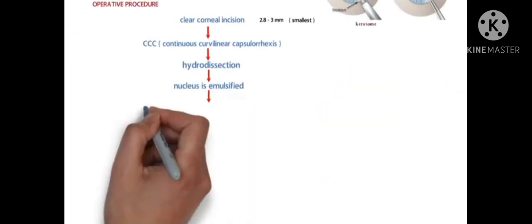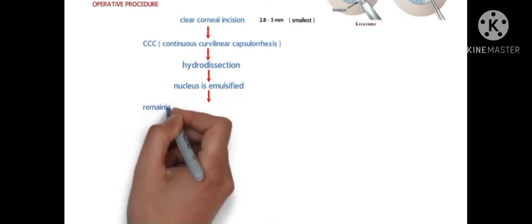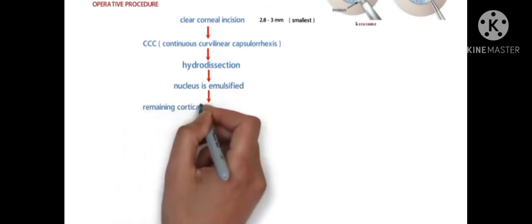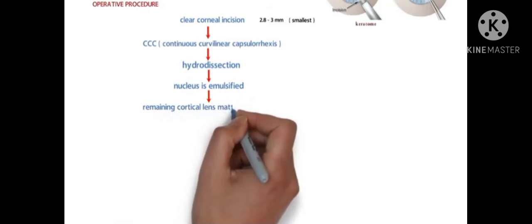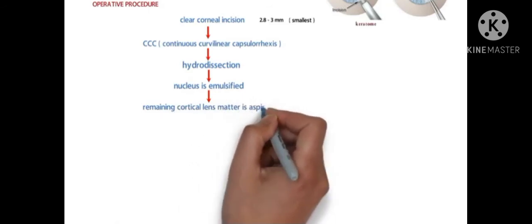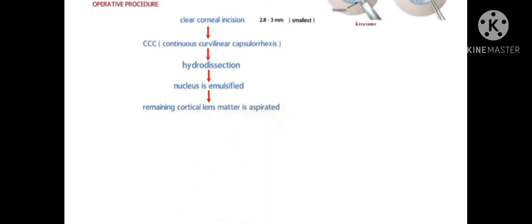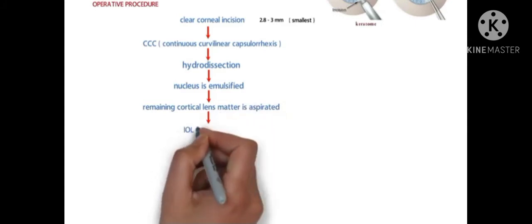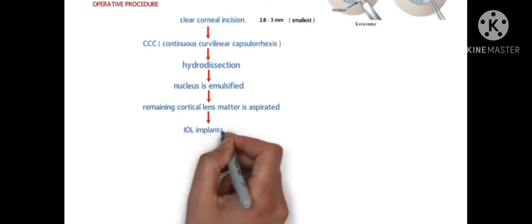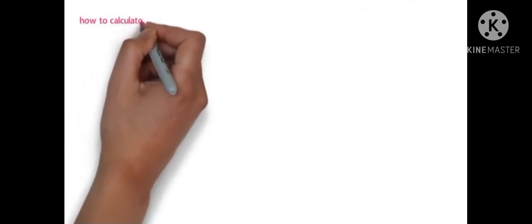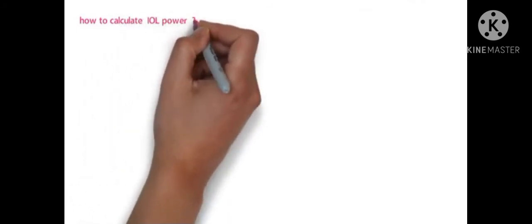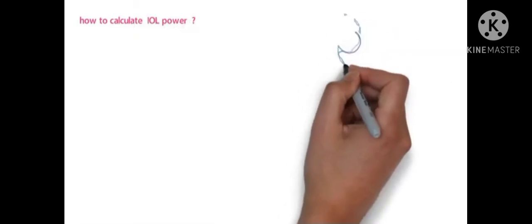Then what will we do? Yes, the next step is aspiration of the remaining cortical lens matter, and this is done with the help of the irrigation aspiration technique. The next step is IOL implantation. So we implant intraocular lenses in our cataract surgeries. But do you ever think how we can calculate the power of the intraocular lens with respect to the person that we are going to treat?